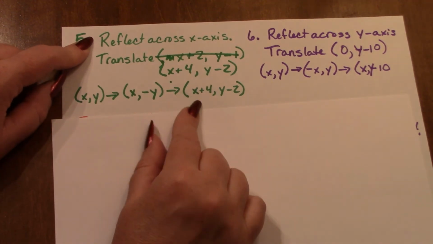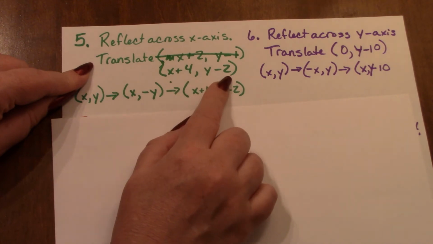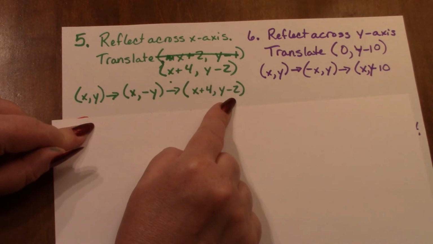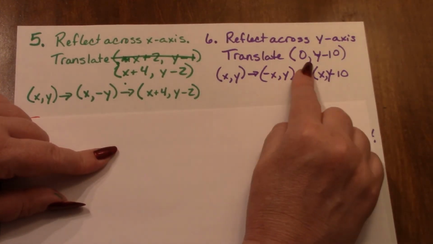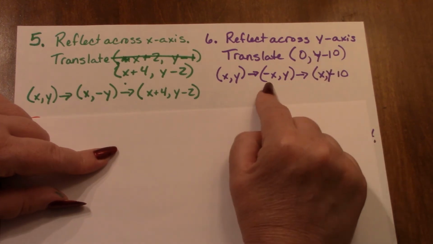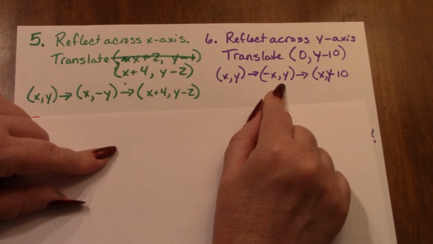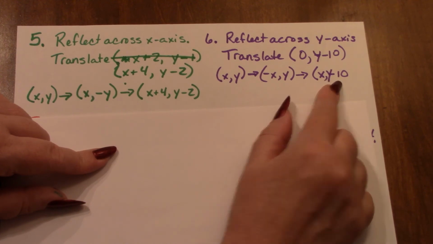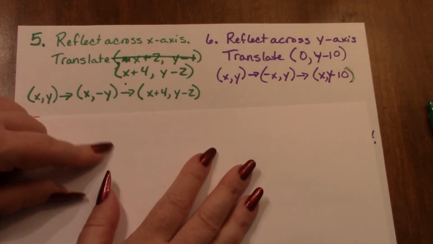With number 5, it's a reflection across the x-axis, and then you translate it, x plus 4, y minus 2, so that this is your final coordinate notation. And then number 6, you reflect it across the y-axis, and then you translate it 0, and then y minus 10. So xy becomes negative xy, which is the reflection, and then x comma y minus 10 is that final answer. Okay?